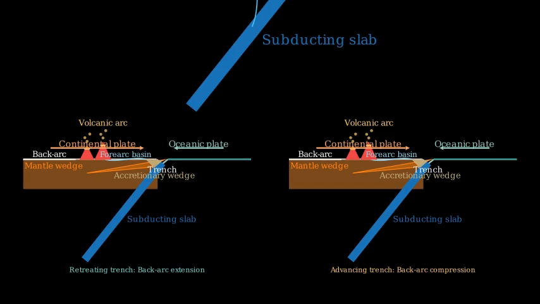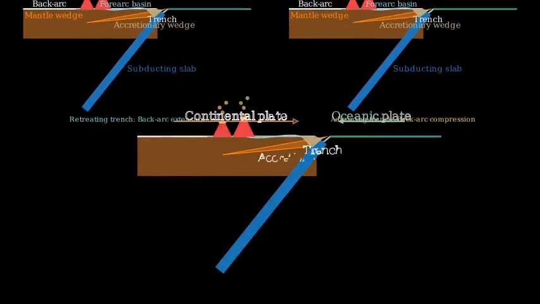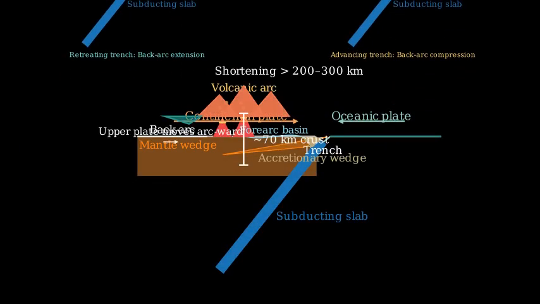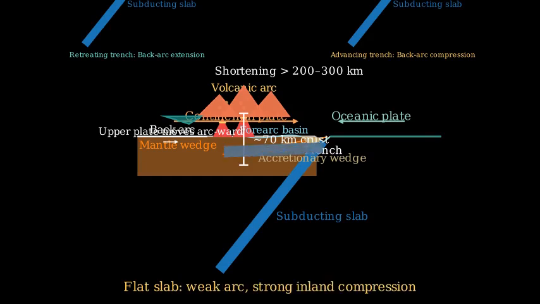A classic example is the Andes. The oceanic Nazca Plate subducts beneath South America, driving shortening that exceeds 200 kilometers and building a crust up to about 70 kilometers thick. Segments of flat slab reduce volcanism, but increase inland shortening and uplift.